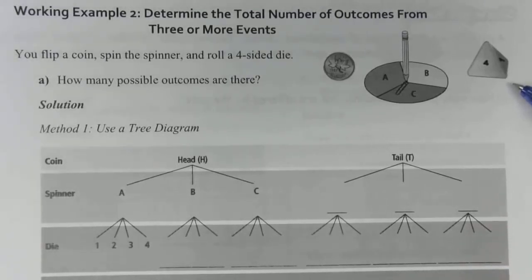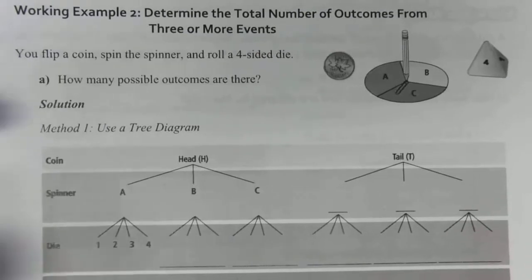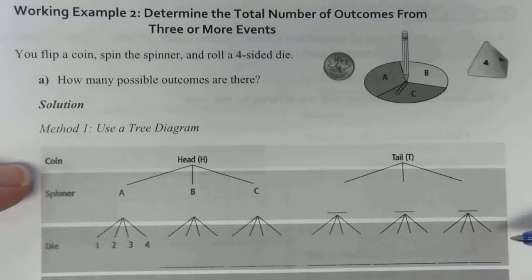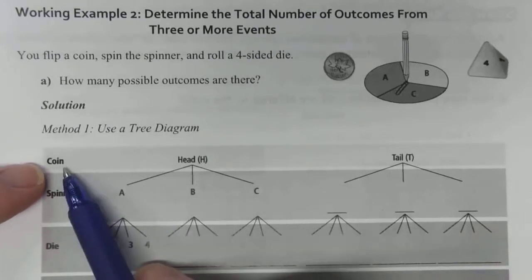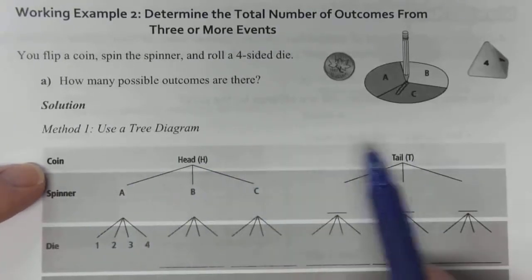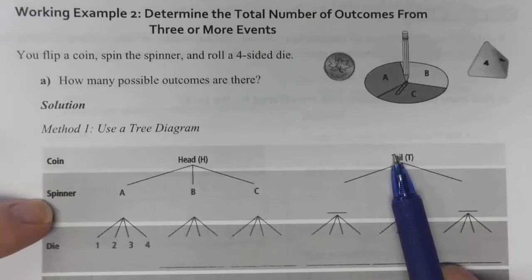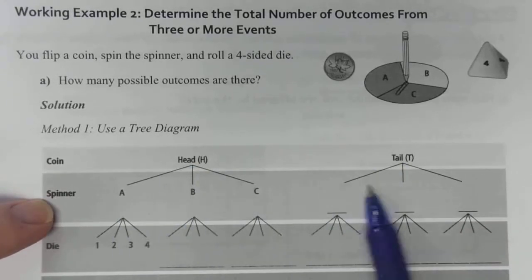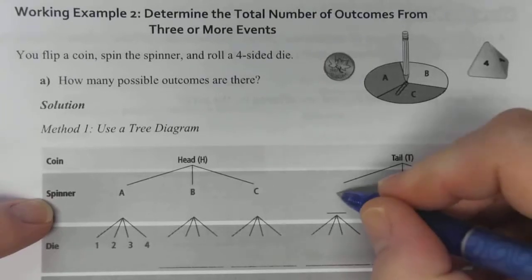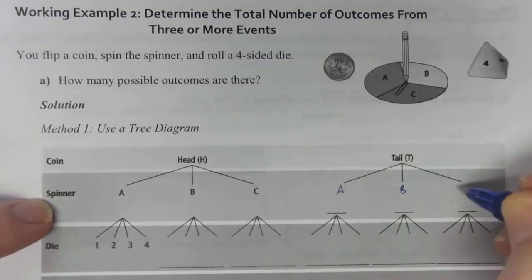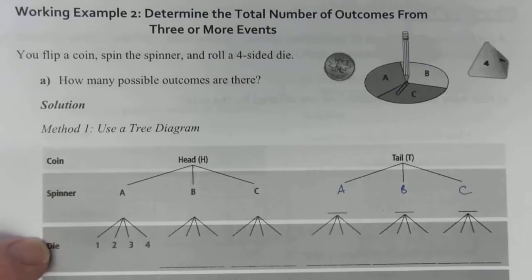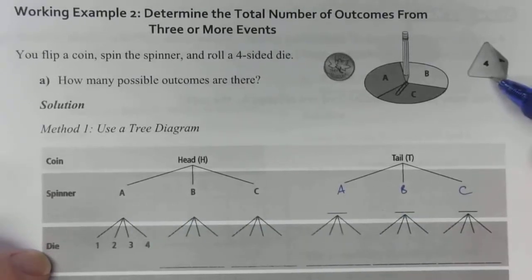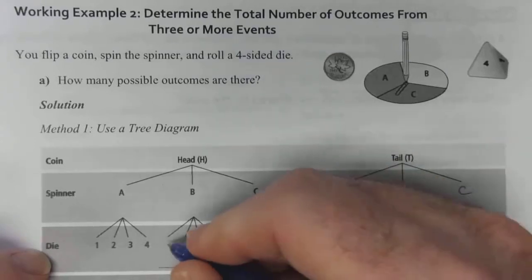So in this case, you can do a tree diagram. And this time we're going to do a vertical tree instead of a horizontal one. So the coin, you had 2 possible outcomes. Spinner had 3, so each coin outcome gets 3. So A, B, C, A, B, C. And then each of those gets the outcomes from the die, which was 1, 2, 3, 4.